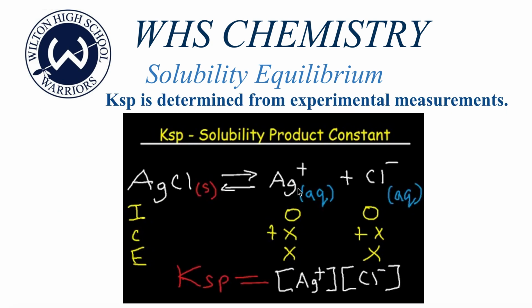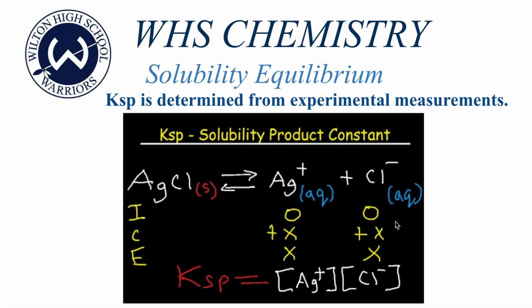So KSP is determined from experimental measurements in labs and stuff. So a lot of times KSP is given. So in this case, we have a common salt that we talk about a lot, AgCl. So AgCl solid has an equilibrium reaction and it dissociates slightly into Ag+ and Cl-. So to determine the KSP of this salt, you have to multiply the concentration of Ag+ times the concentration of Cl-. So sometimes this is given, but other times you can find this experimentally.